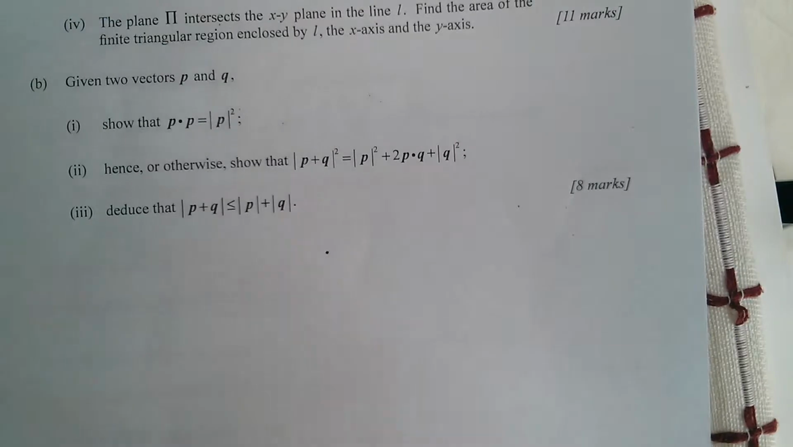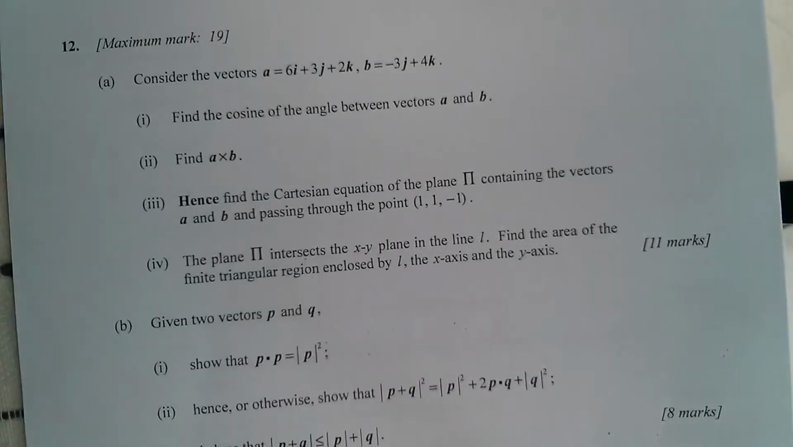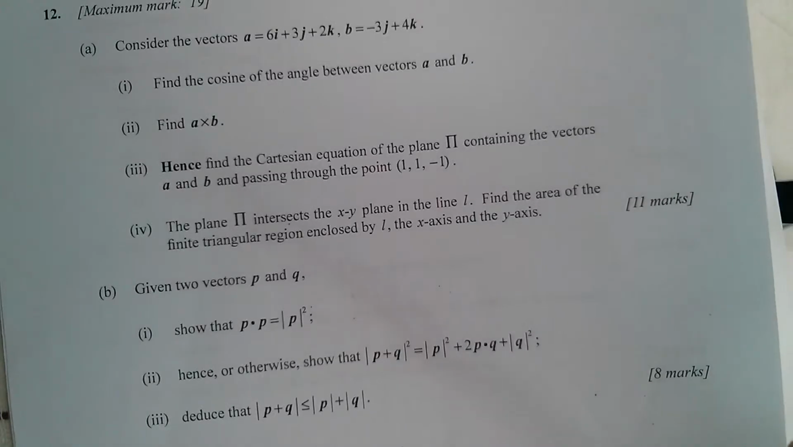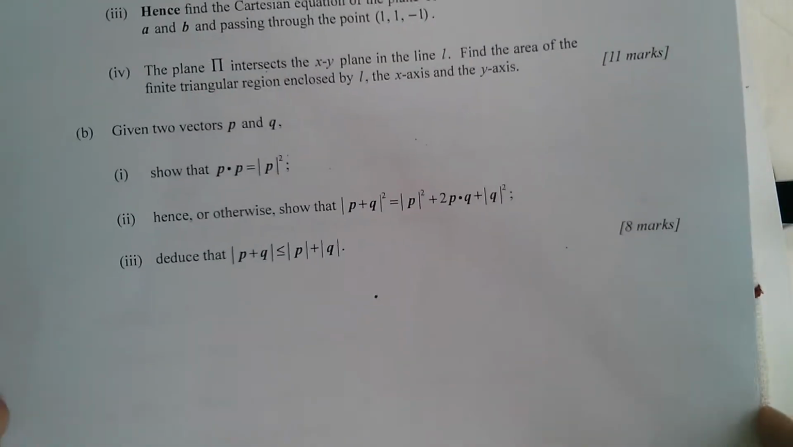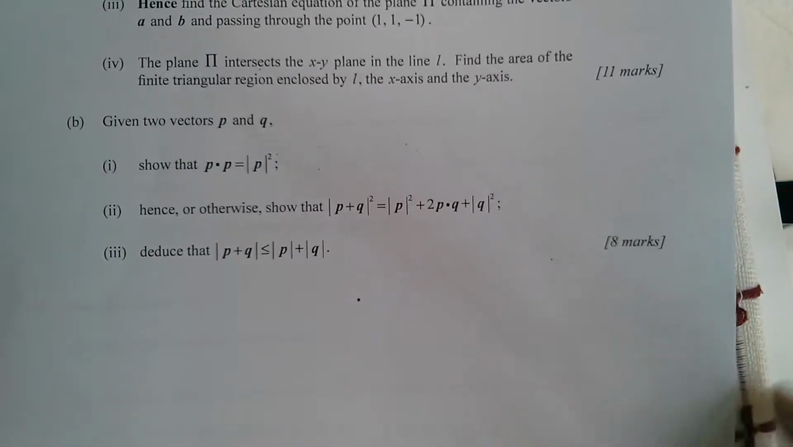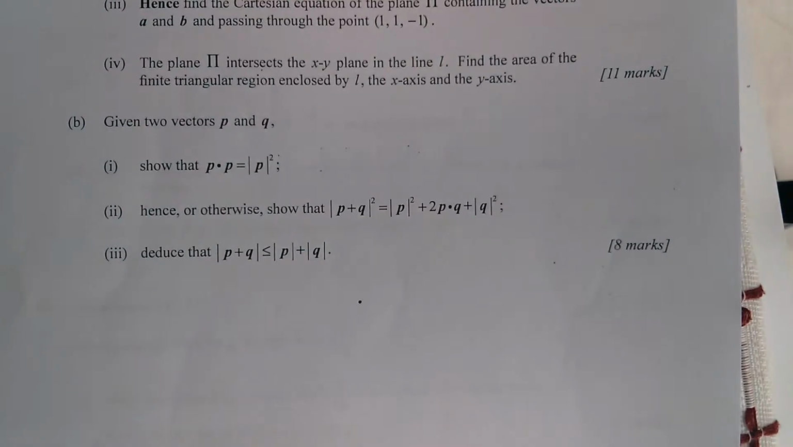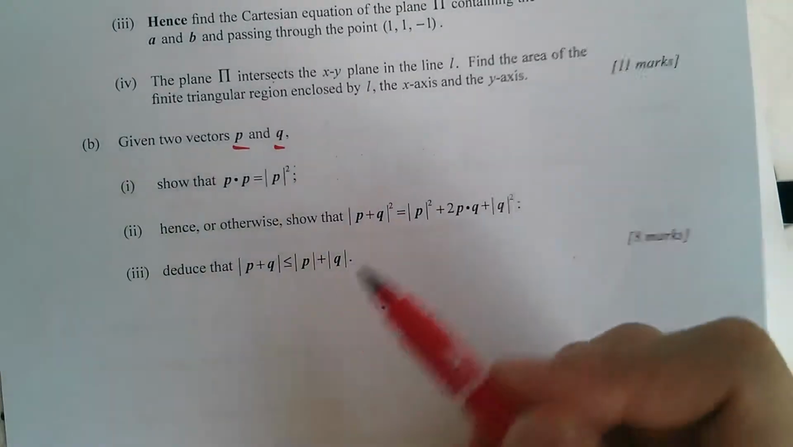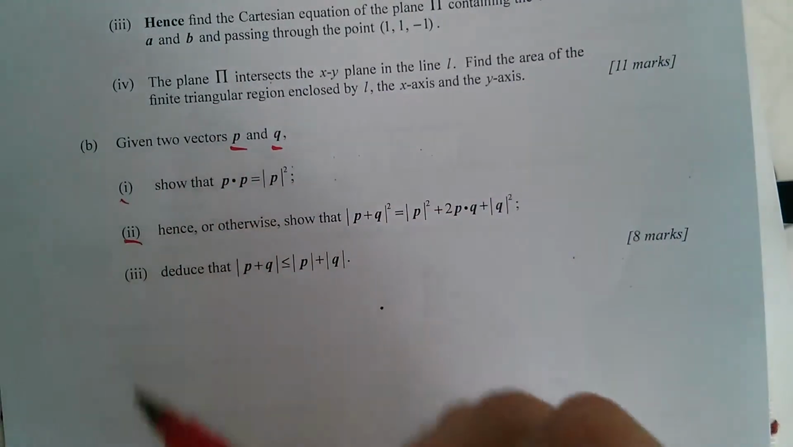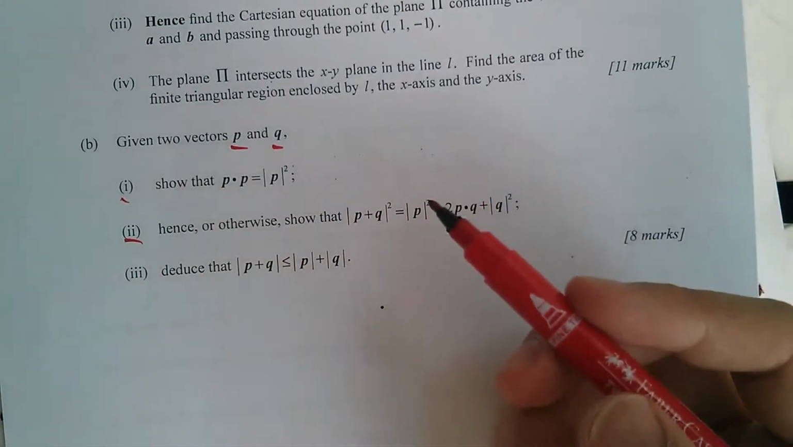What do we got next? Next we got a vector problem. Part A is about plane stuff. It's kind of basic. We can probably do vector later. Vector is a hot topic in next show, but let's focus on the inequality. So part B. A, B are not relevant. This concerns just two given vectors that you know nothing about. There are some preparation steps before you can do step 3. But anyway, we just do it quickly.